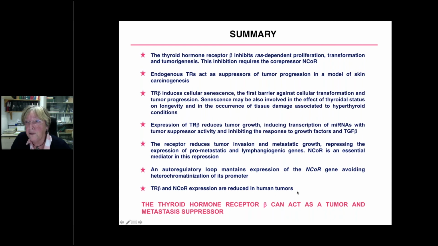types of human tumors. And I think that this together really reinforces the idea that the thyroid hormone receptor beta can act as a tumor and metastasis suppressor and could be an important novel target in cancer.